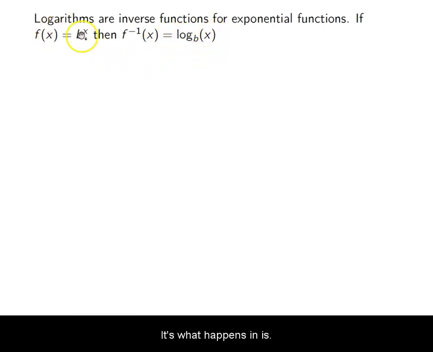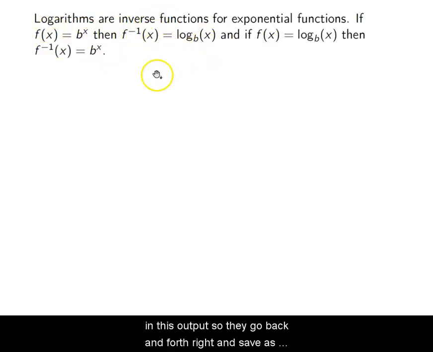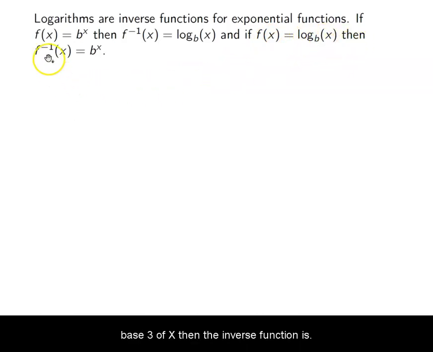What happens then is what I get out here turns into the input here. And the input for this exponential function is the value I'll get out when I plug in this output. So they're inverses, so they go back and forth. The same is true if I think about it the other way. If my function is log base b of x, then the inverse function is b to the power of x.